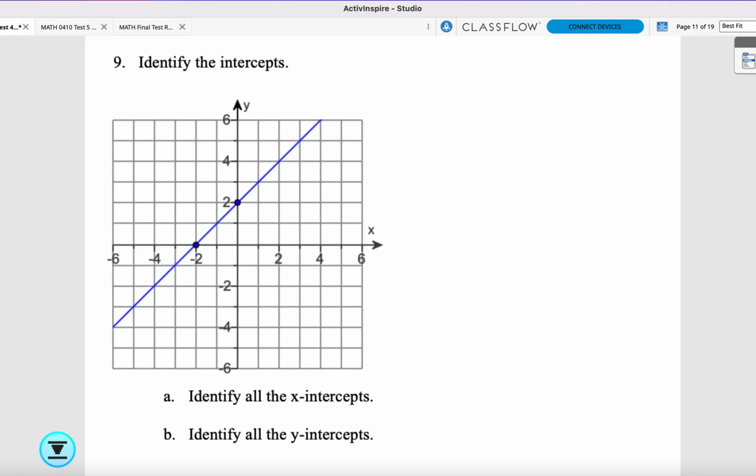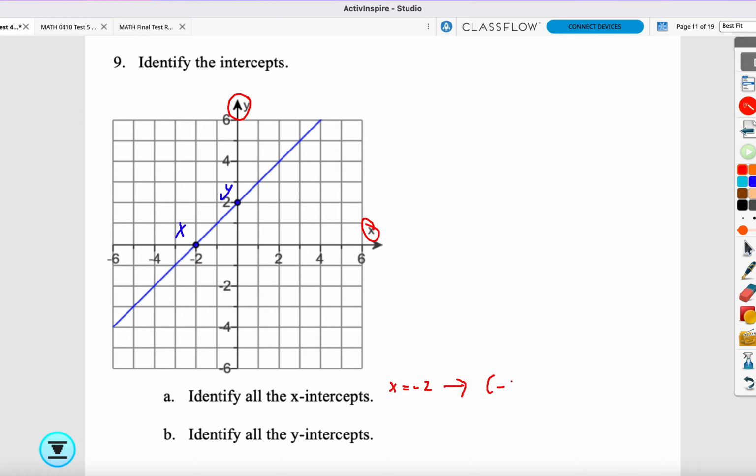Number 9, identify the intercepts. So we have 2x, we have one x, this is an x-intercept, and this is a y-intercept because it crosses a certain axis, right? This is the y-axis, and this is the x-axis. So x is negative 2, but as an ordered pair, it'll be negative 2, comma 0. For the y-intercept, we have y equals positive 2, but as the intercept, it'll be 0, comma 2. And we're done. So only 2 intercepts.